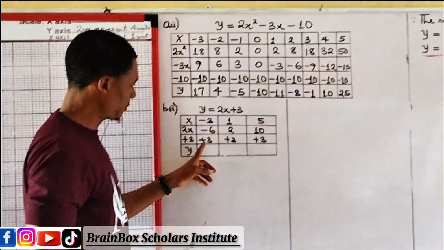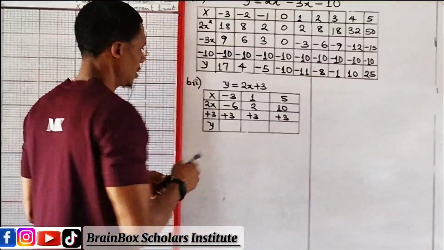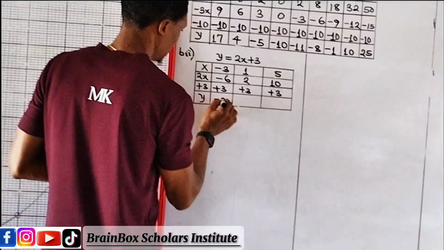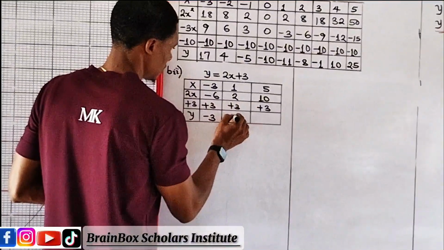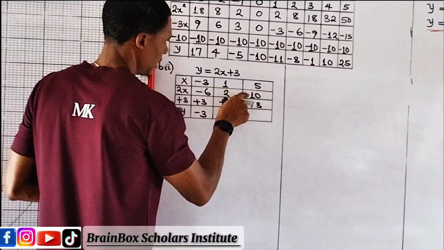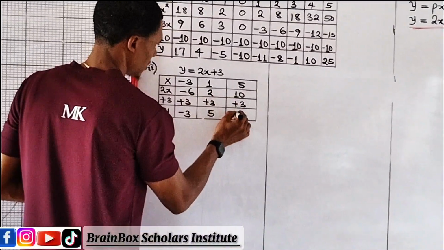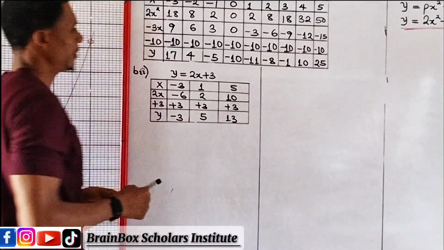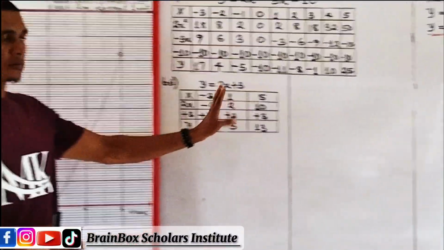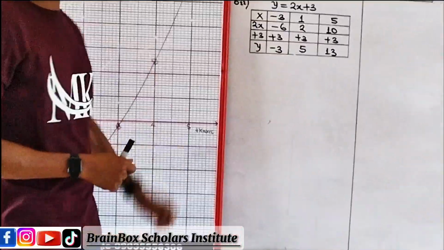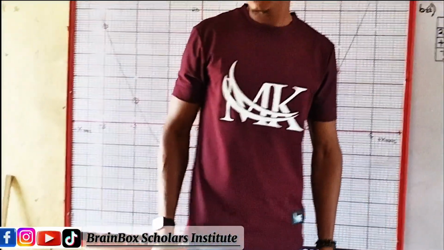Minus 6 plus 3 is minus 3. Then 2 plus 3 is 5. Then 10 plus 3 is 13. So my table is ready. Let me go and plot this table inside the same graph. Are you there? Alright.